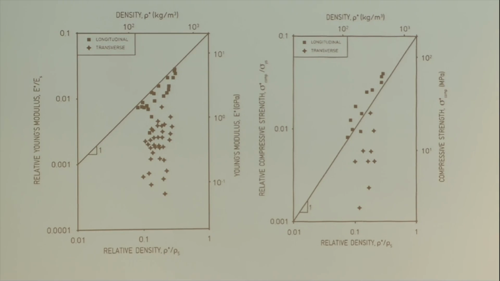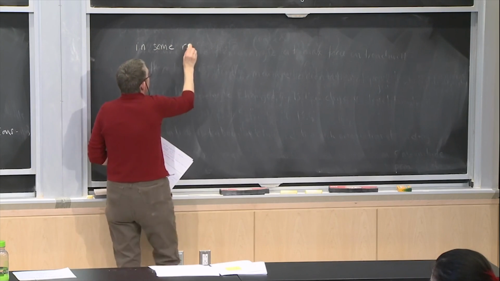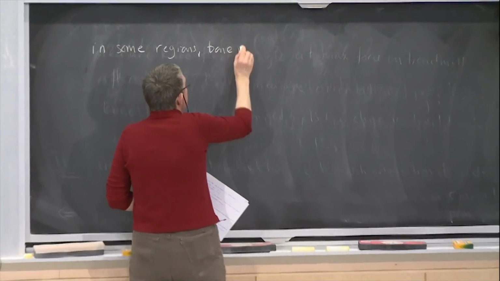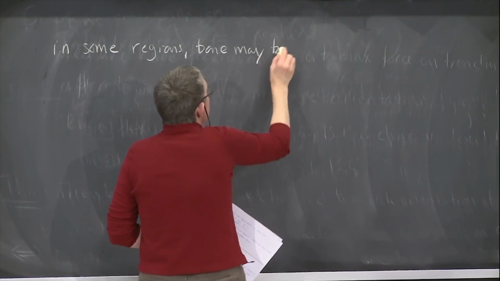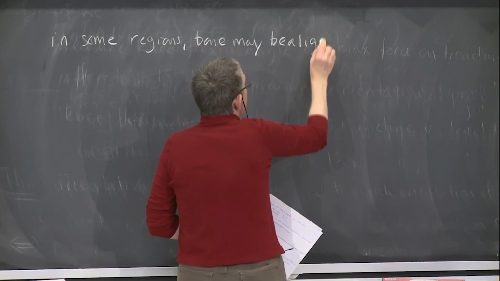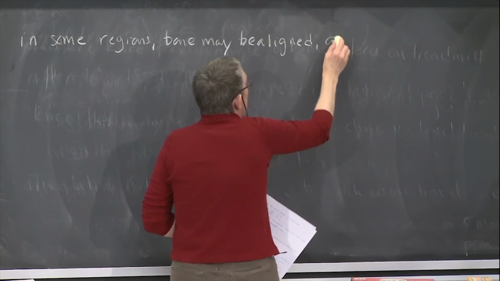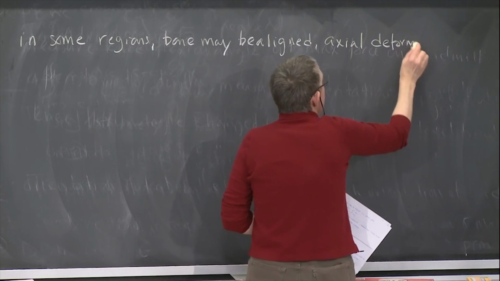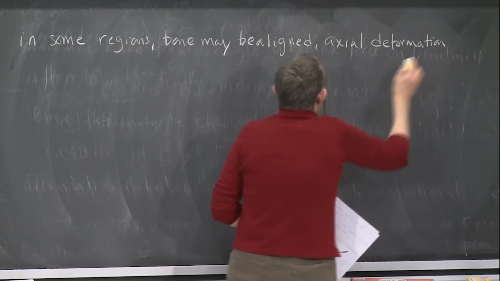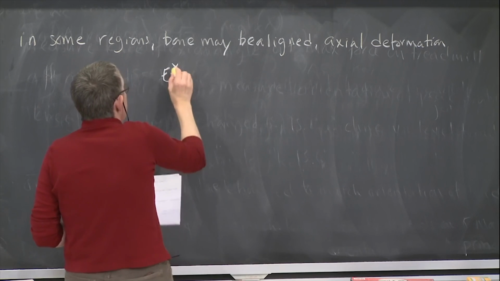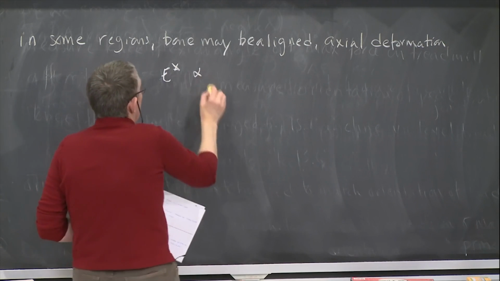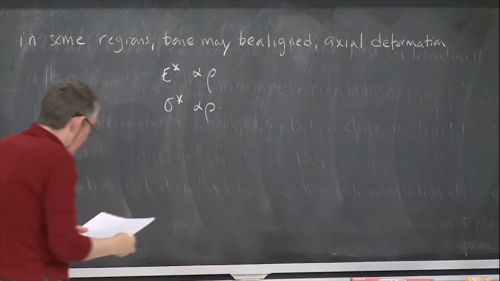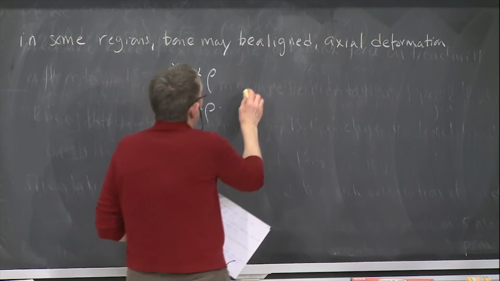So I'll just say in some regions the bone may be aligned, and then axial deformation is important. And then you would expect the modulus to go linearly with the density, and the strength to go linearly with the density in the longitudinal direction.